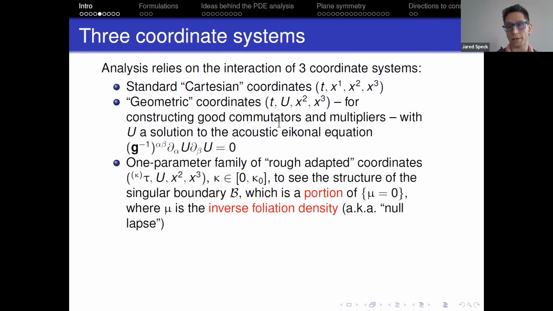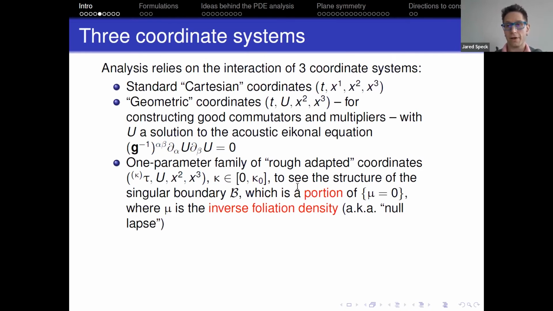Now, the new ingredient with Leo is basically a new time function. So instead of using the background t, we have a new time function called tau. And as it turns out, at least the way we approach the problem, you don't need just one new time function, you need a continuum of them. So for kappa belonging to a small interval 0 to kappa naught, for each such kappa, we construct a new time function. And when you use it to foliate spacetime, it terminates in one piece of the singular boundary B. It allows you to see one portion of the singular boundary B. And in my next slide, I'll show you exactly what's going on.